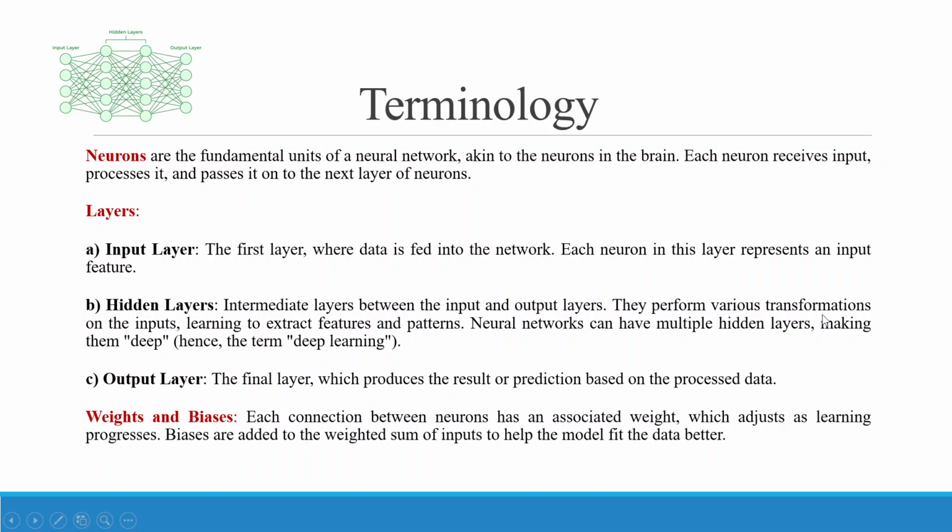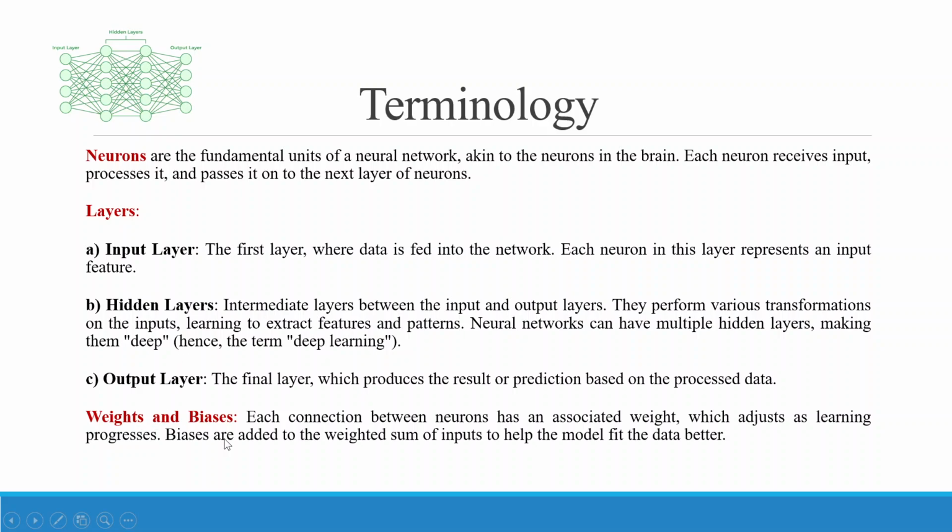They perform various transformations on the inputs, learning to extract features and patterns. Neural networks can have multiple hidden layers, making them deep. And hence the term deep learning is used for neural networks. So we can have multiple hidden layers here. Output layer. The final layer which produces the result or prediction based on the processed data. So this is the output layer.